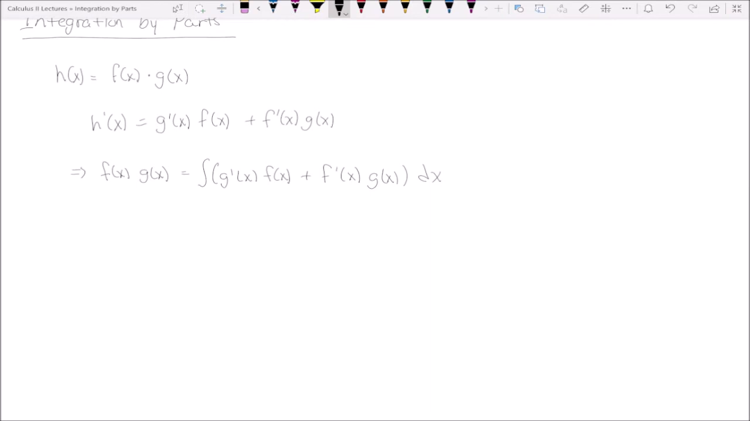Then using properties of antiderivatives, we can write this as the antiderivative of g prime of x times f of x dx plus the antiderivative of f prime of x times g of x dx. It does not matter at this point which antiderivative we solve for. So, without loss of generality, we can say that the antiderivative of f of x times g prime of x is equal to f of x times g of x minus the antiderivative of f prime of x times g of x dx.